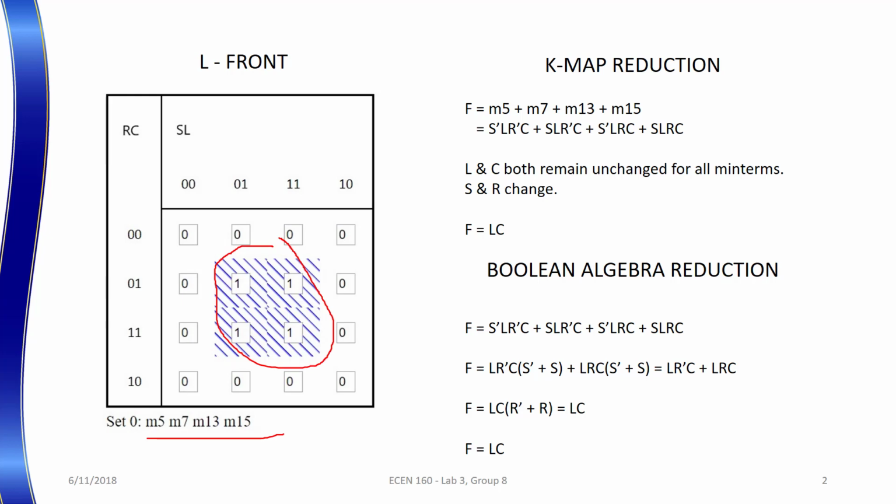We can see by writing out these minterms that the values L and C stay the same for each minterm, so that means our function is true when L and C are both true.